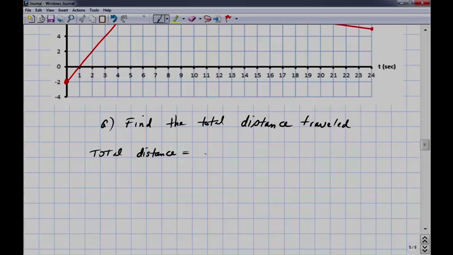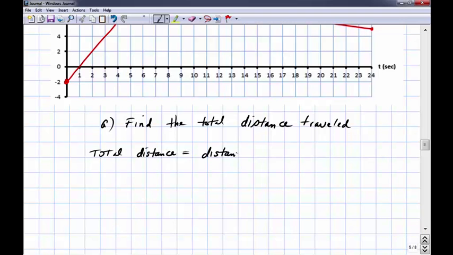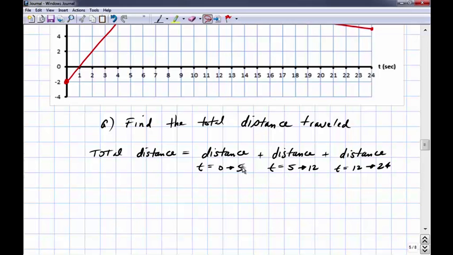can be described by the distance traveled between t equals 0 through t equals 5, plus the distance traveled between t equals 5 through t equals 12 seconds. And finally, we need to consider the distance traveled between t equals 12 through t equals 24 seconds. Let's start with the first distance between 0 and 5.